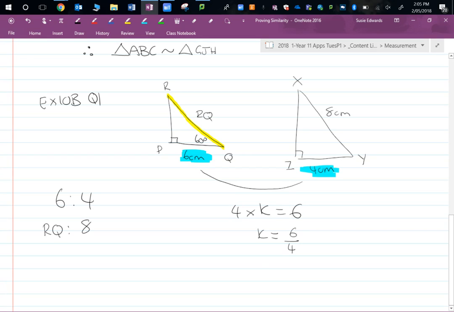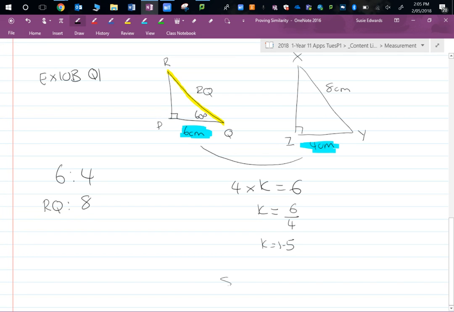So what's K for this? 1.5. So to get to RQ, what do I have to do? Good. I'm going to just times 8 by 1.5 and get 12. So RQ equals 12 centimetres. Can everyone see that?